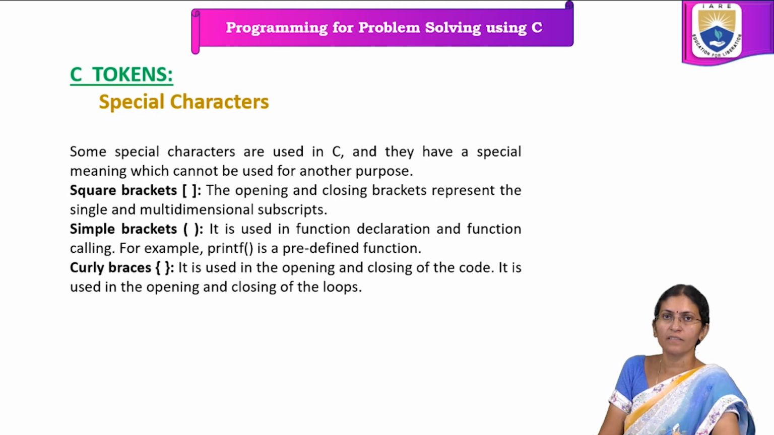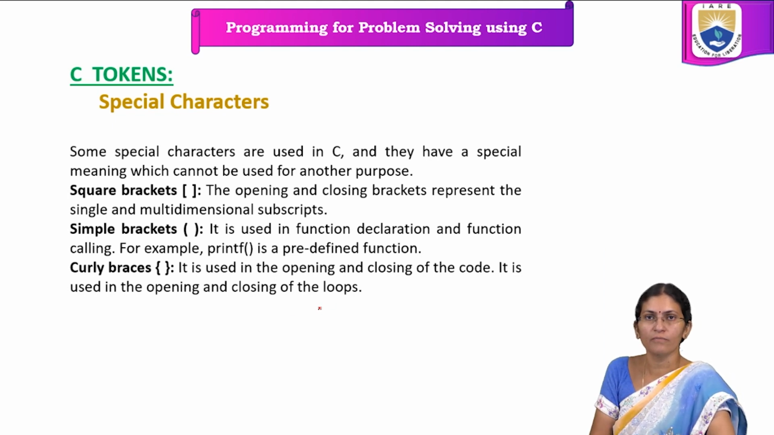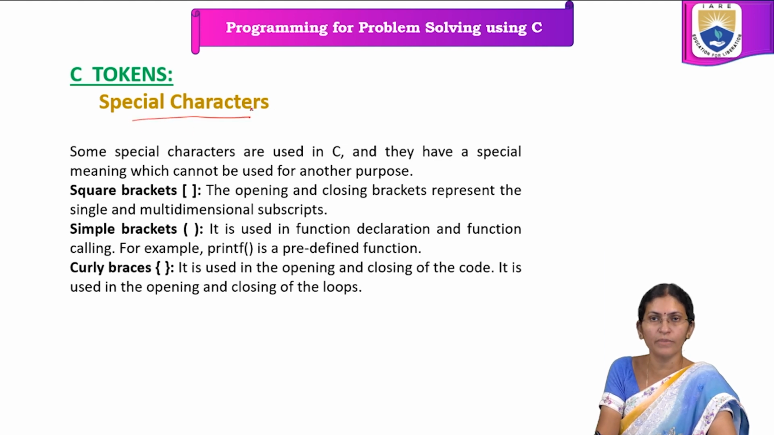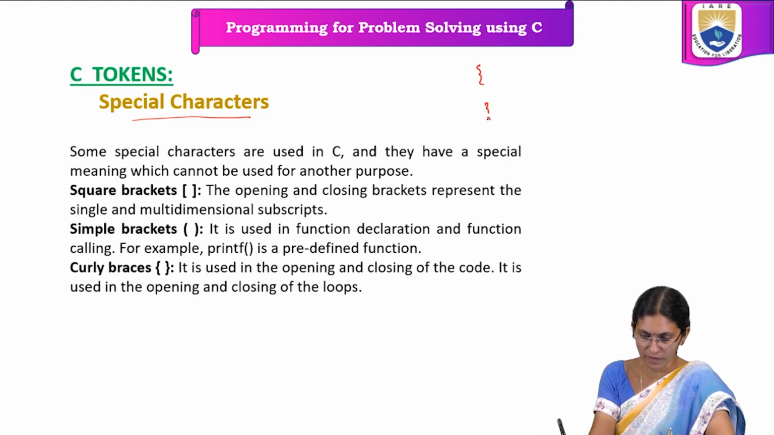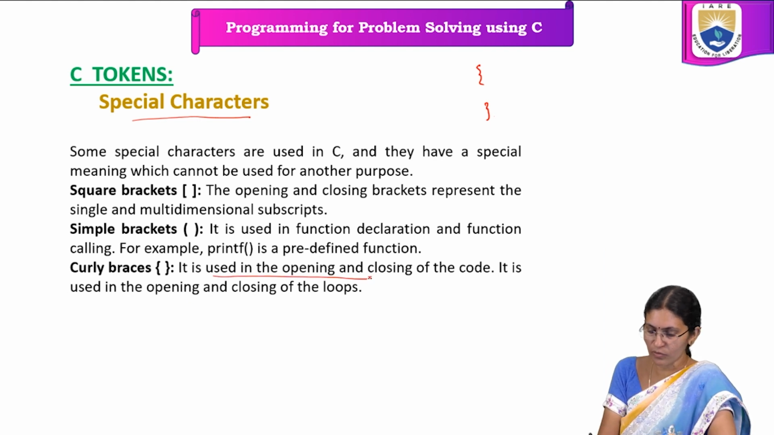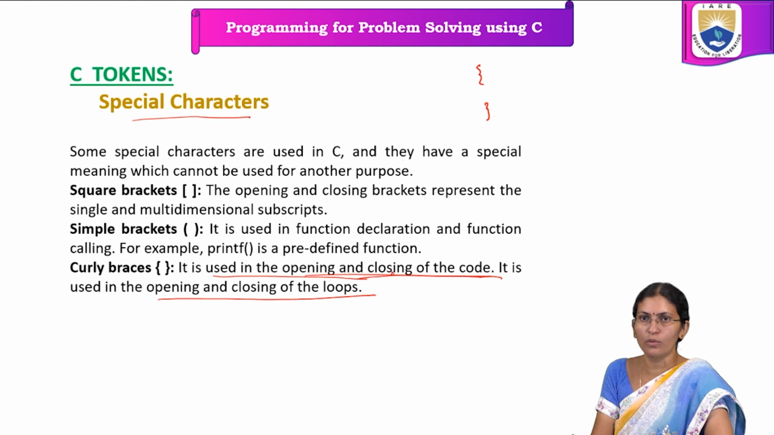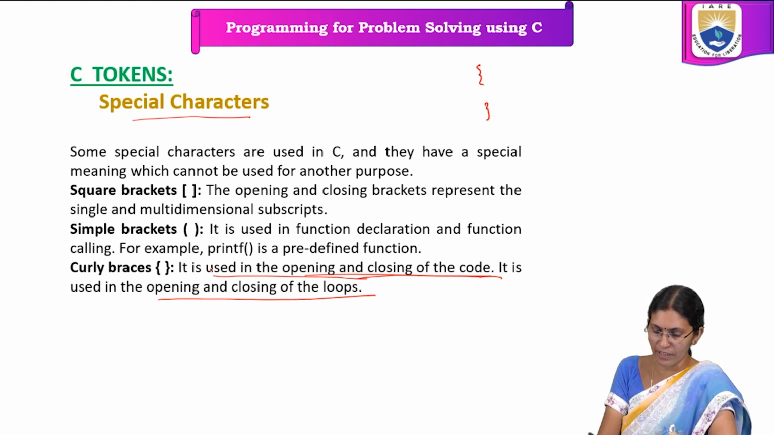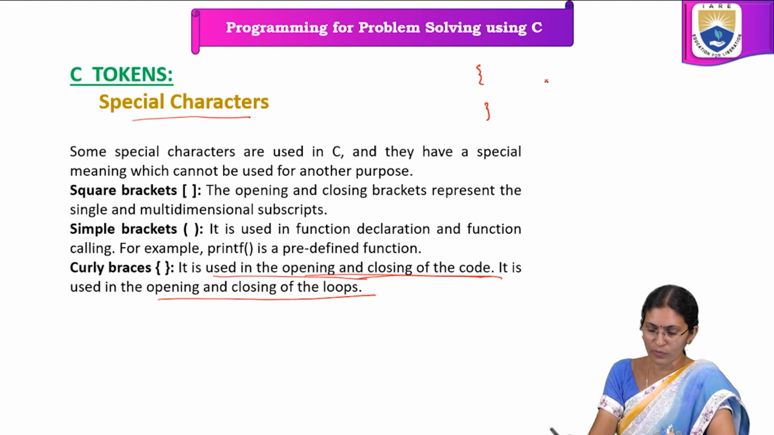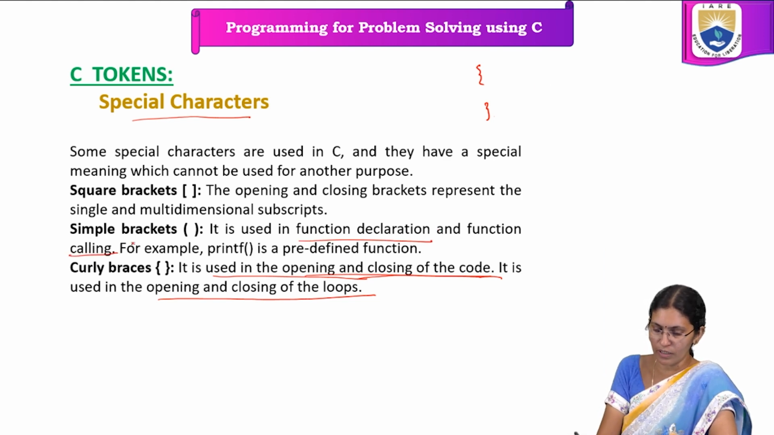Next is special characters. In C tokens, we have special characters also. While discussing the basic structure of C programming, we discussed some of the special characters, like curly braces. Curly braces are used for opening and closing of the code. They are used in opening and closing of the loops also. Next are the simple brackets. These brackets we use for function declaration as well as function calling. For example, printf is a predefined function, and here you can see that we are using simple brackets.